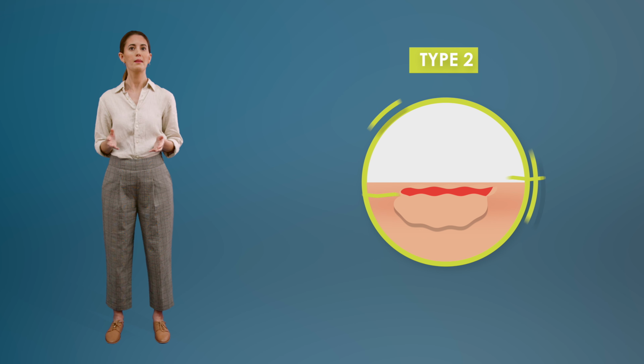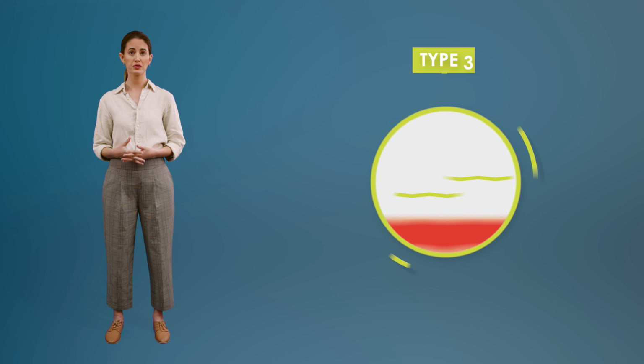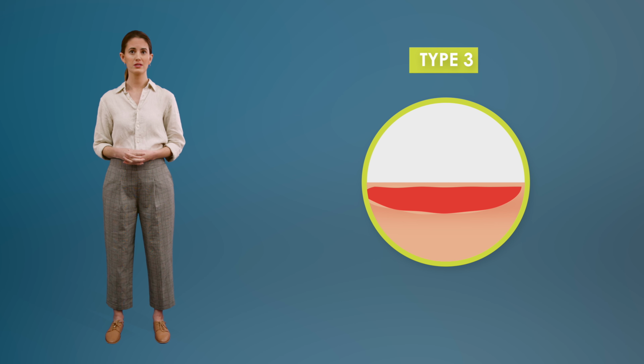Type 2. Partial flap loss. Partial flap loss is when there is a tear present which cannot be repositioned to cover the wound bed. Type 3. Total flap loss. This type of skin tear would expose the entire wound bed.